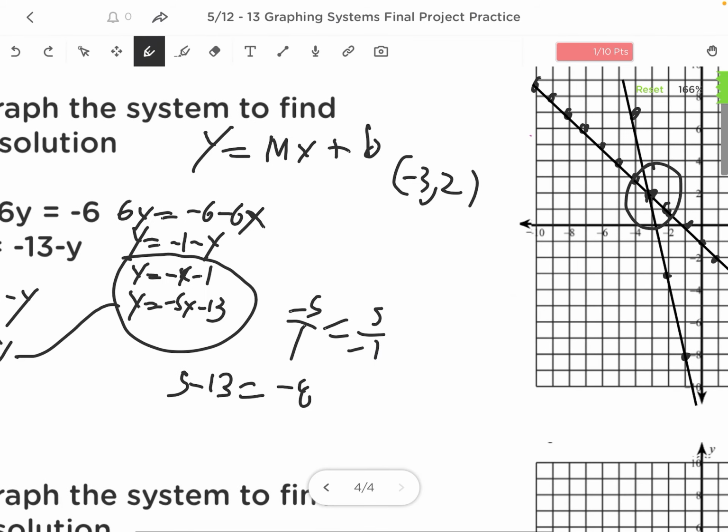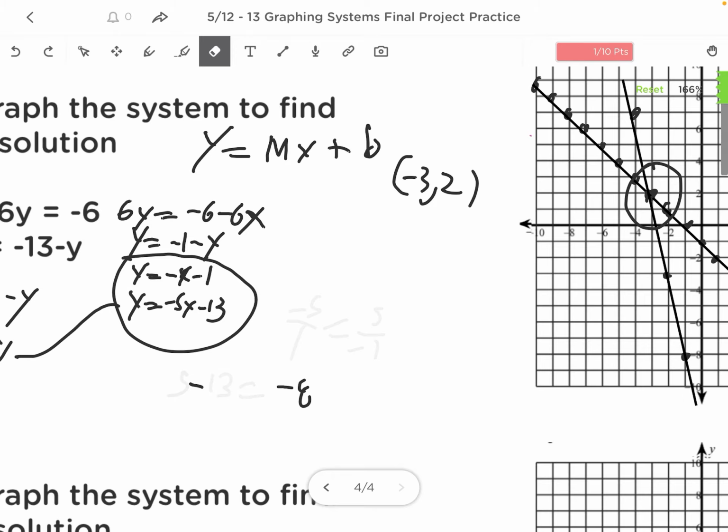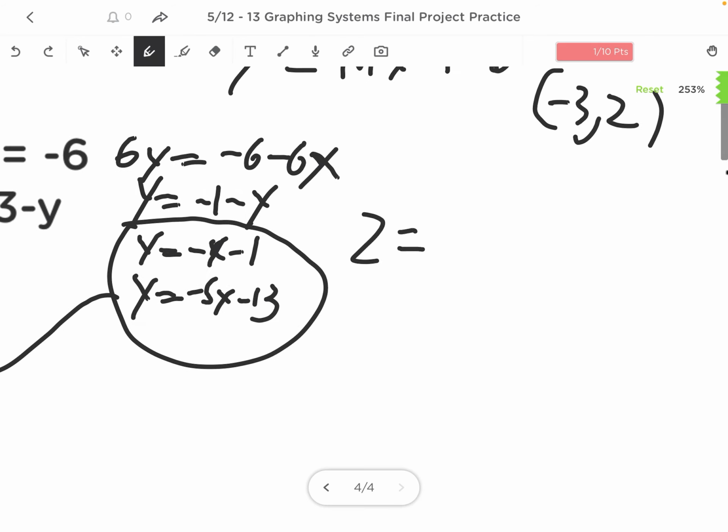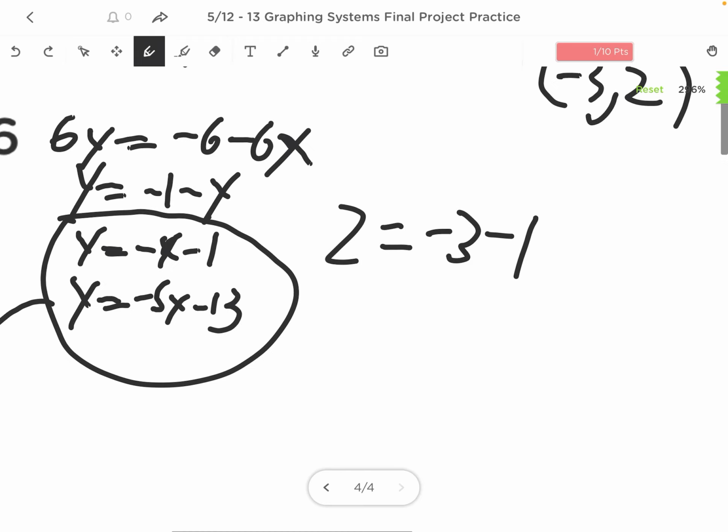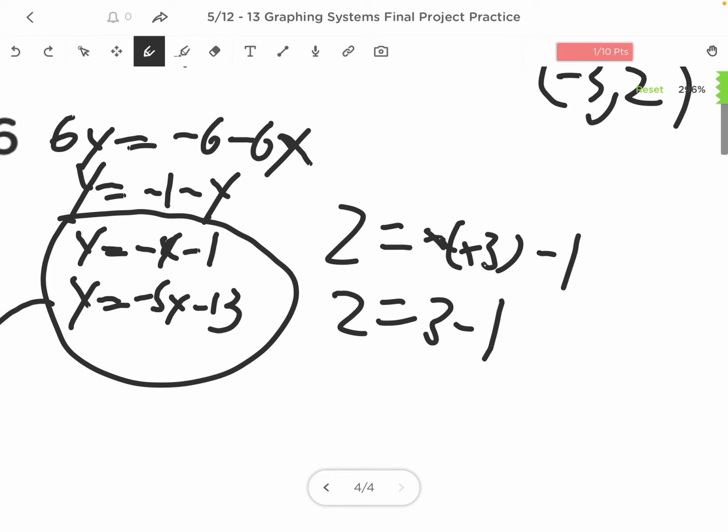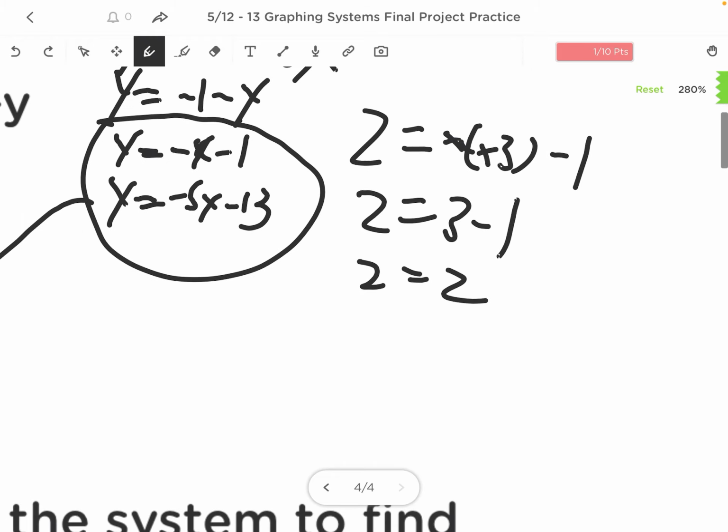Now to check our answer, you insert those values into one of the equations, or into both equations actually. So for equation 1, y, which is 2, equals negative x, which is negative negative 3, minus 1. These two negatives cancel each other out, so it's 2 equals 3 minus 1, 2 equals 2. So the first equation checks out.